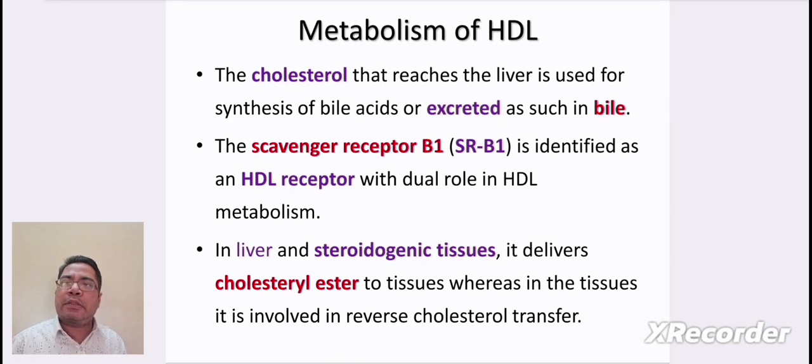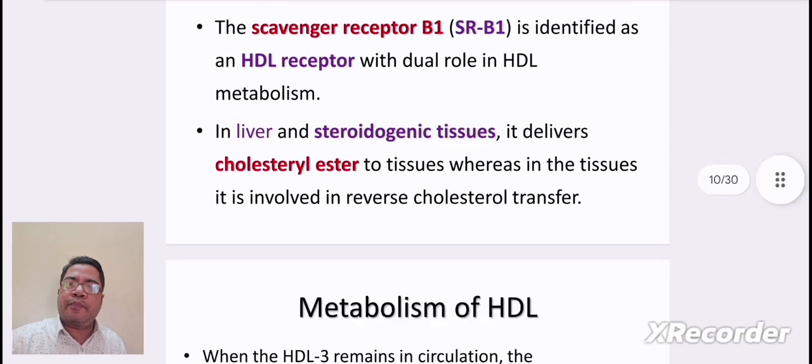The cholesterol that reaches the liver is used for the synthesis of bile acids, which are excreted in bile. The scavenger receptor B1 is identified as the HDL receptor with a dual role in HDL metabolism. Its first role is in the liver and steroidogenic tissues, where it delivers cholesterol ester to the tissues, whereas its second role is in other tissues, where it is involved in reverse cholesterol transfer.